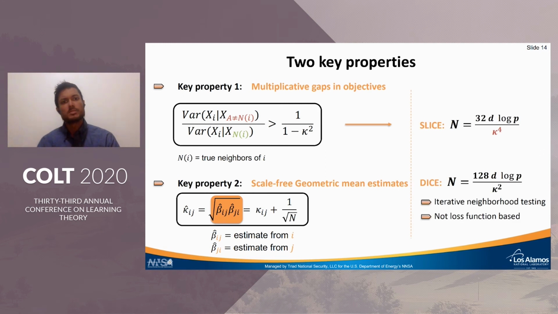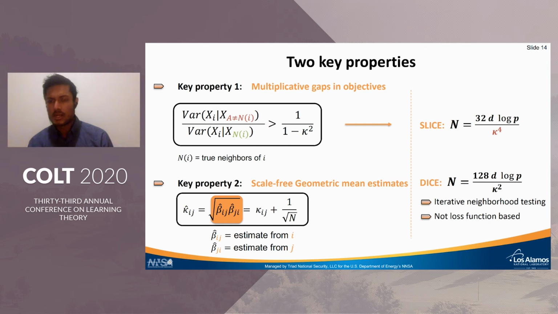So the sample complexity of SLICE primarily depends on the first property, and it happens to be 32 d log p over kappa to the fourth. As you see, it is essentially information theoretic optimal, not depending on the condition number, but has slightly worse dependence on kappa to the fourth instead of squared. And this happens because of the precision requirement of kappa squared from the multiplicative gap.